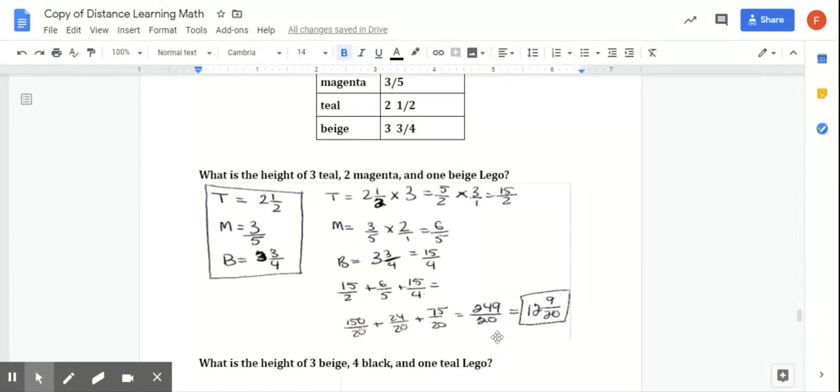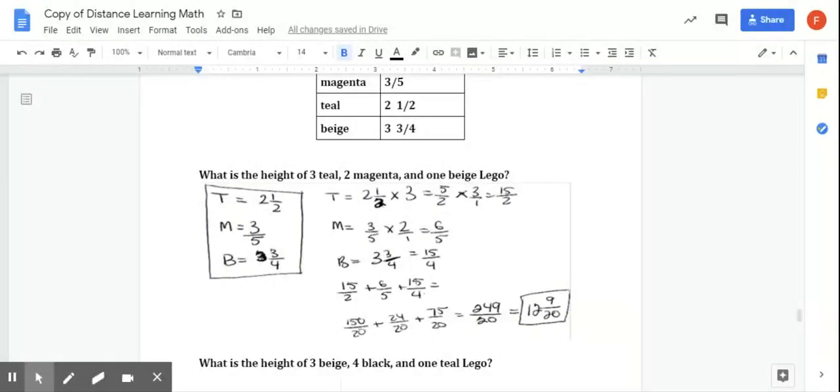249/20. Now I know that 20 goes into 100 5 times. Once I do that math, I'm going to see that 20 goes into 249 12 times. And then I get my final answer, 12 and 9/20.